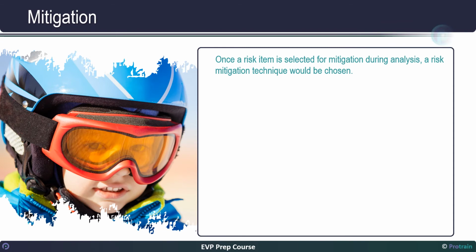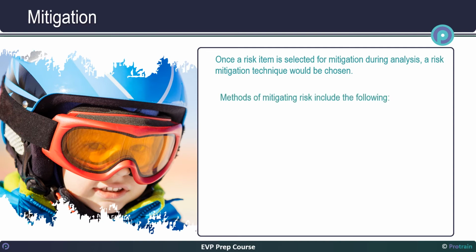Mitigation. Once a risk item is selected for mitigation during analysis, a risk mitigation technique would be chosen. It is assumed the risk items selected will be acted upon or placed in a priority list. Such listing would be done in such a way that they will potentially be acted upon, depending on resources. Some mitigation items may require a review of different techniques to select the optimal solution.